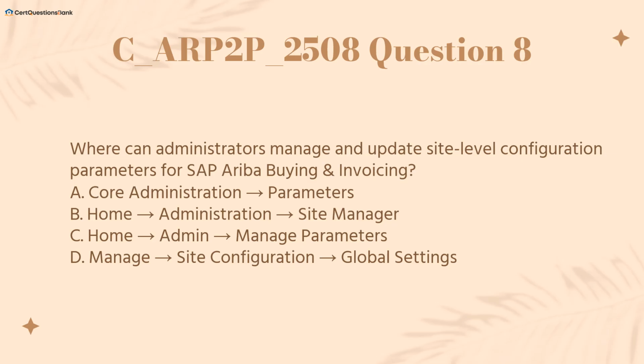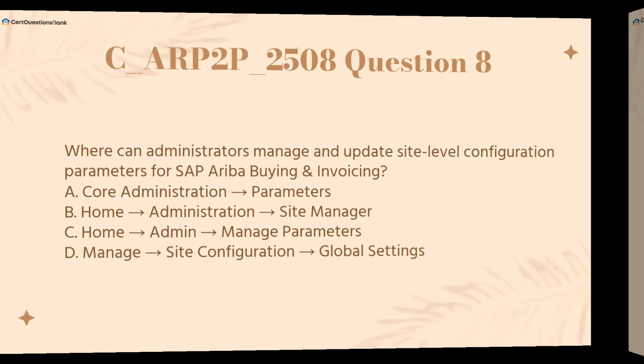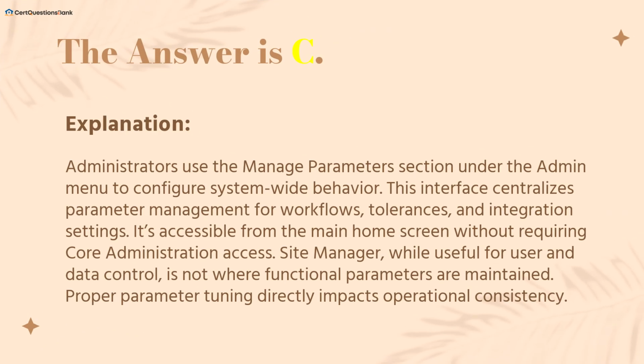Where can administrators manage and update site-level configuration parameters for SAP Ariba buying and invoicing? A. Core administration, then parameters. B. Home, then administration, then site manager. C. Home, then admin, then manage parameters. D. Manage, then site configuration, then global settings. The answer is C.